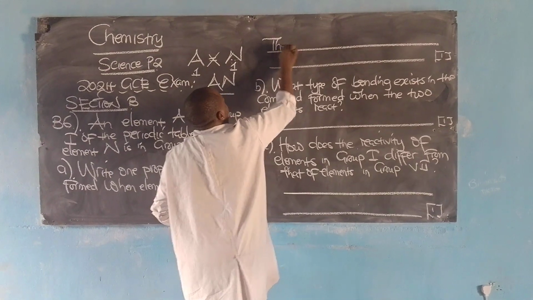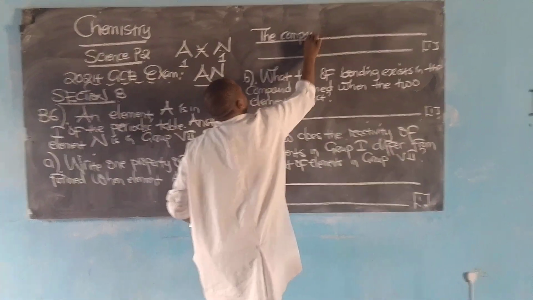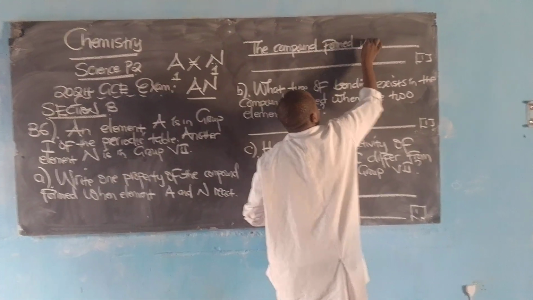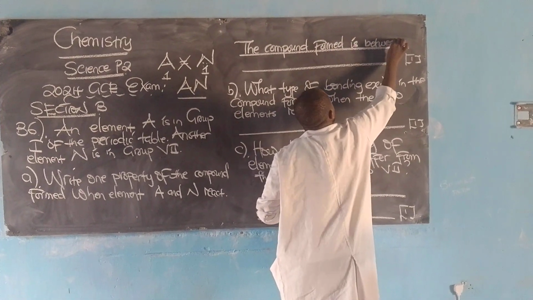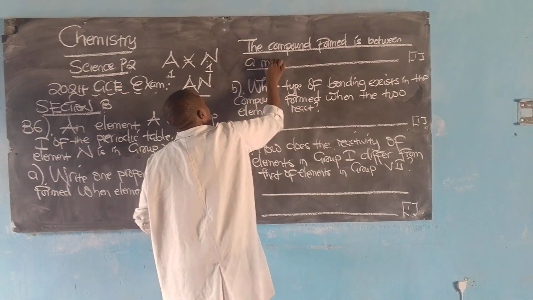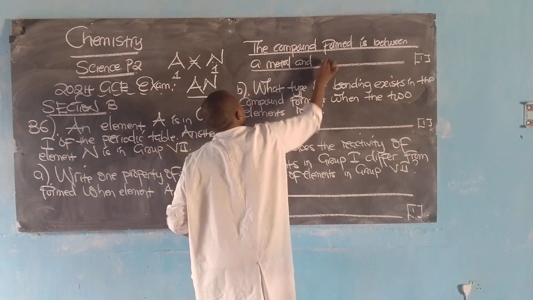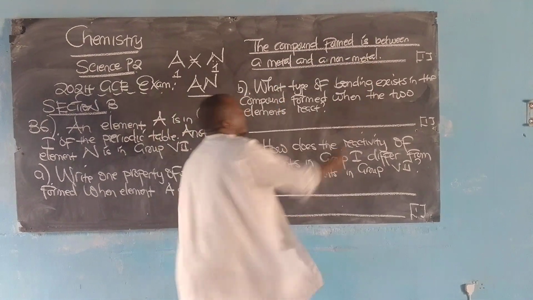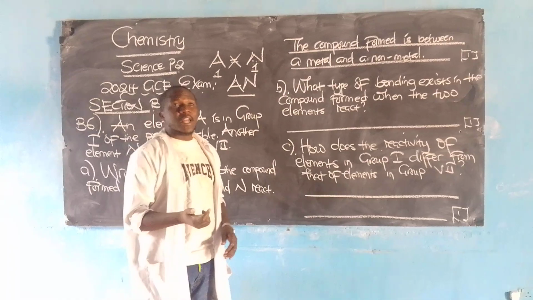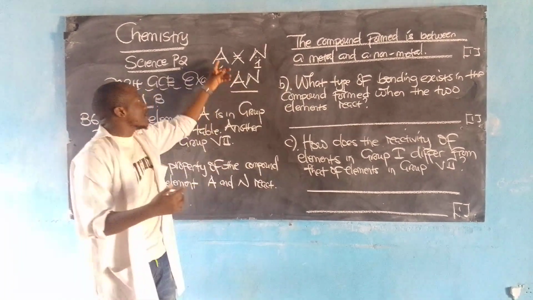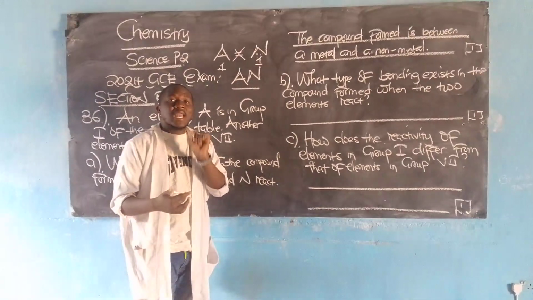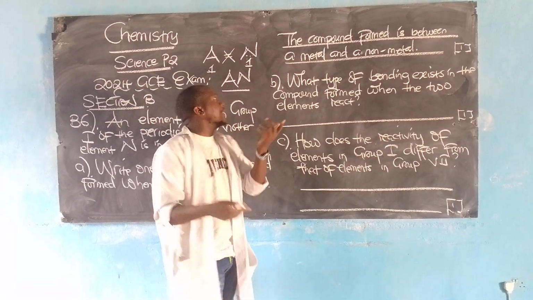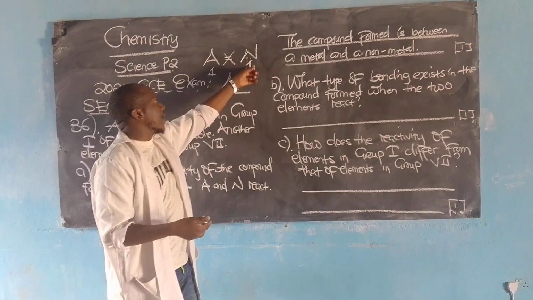So we're going to say the compound formed is between a metal and a non-metal. The reason for saying it is between a metal and a non-metal: the metal automatically becomes an element that has fewer electrons in its last shell, hence it can react by losing. Then for this one, we are going to find that it reacts by gaining.